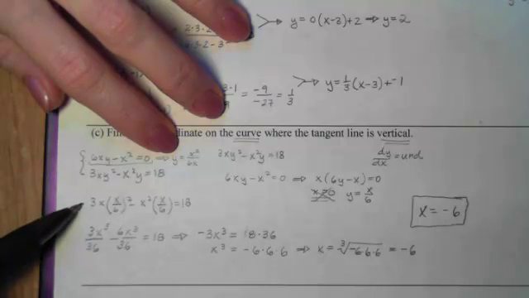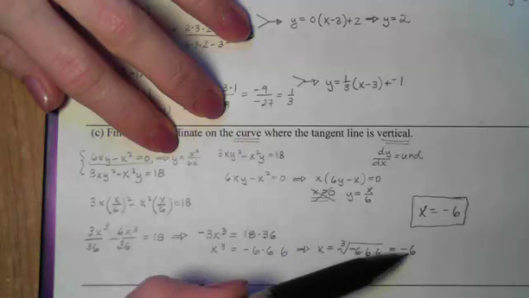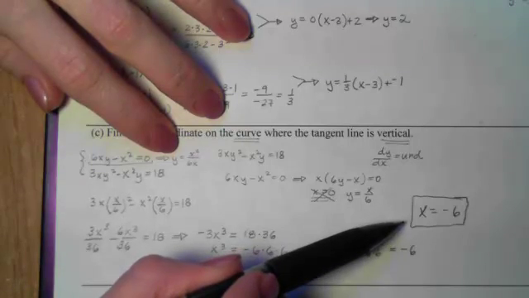Then your final point is to crank through the algebra and end up with x equals -6.